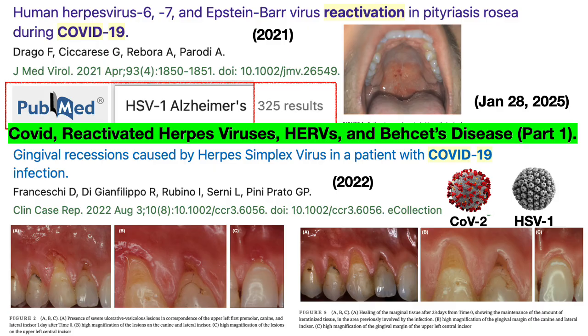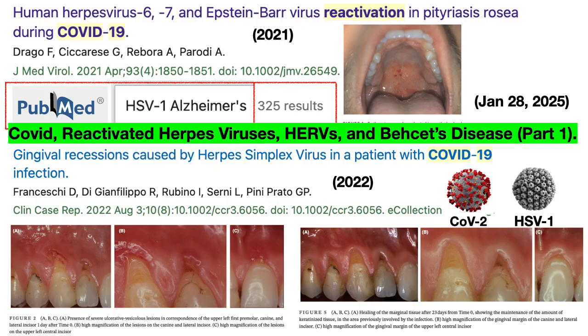Now, if you look on PubMed for a different human herpes virus, human herpes virus 1, which is known as herpes simplex virus 1, HSV1. If you look for HSV1 in Alzheimer's, you'll find 325 results. This is because HSV1 is now recognized as a potential or key driver of Alzheimer's.